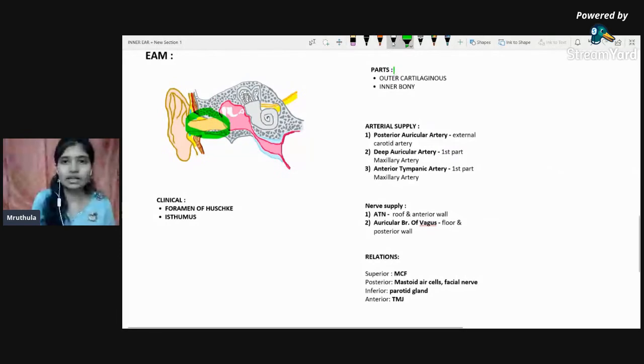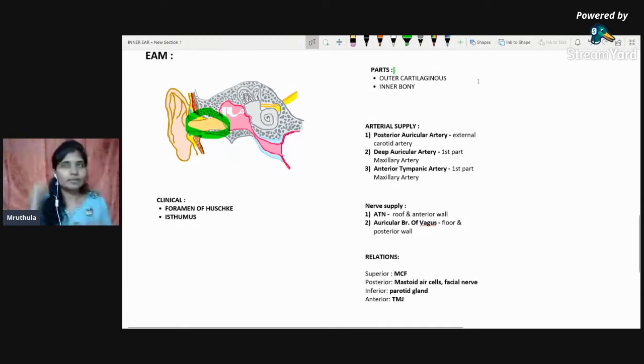What are the parts of the external acoustic meatus? We have it as two parts. The outer cartilaginous part, because we know the pinna is majorly made of cartilage. So the continuation is going to be the outer cartilaginous part, which continues as the inner bony part. The approximate length of the external acoustic meatus is 24 mm.